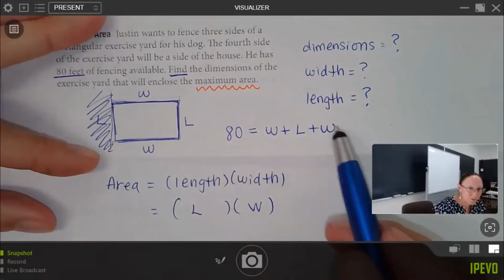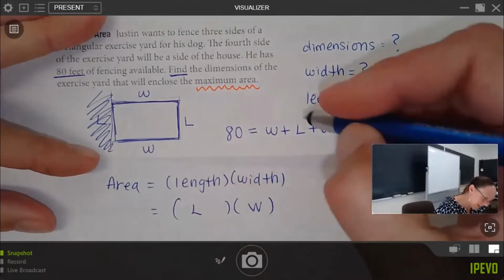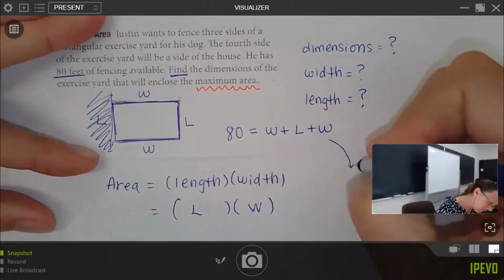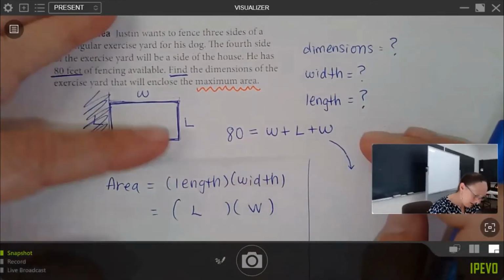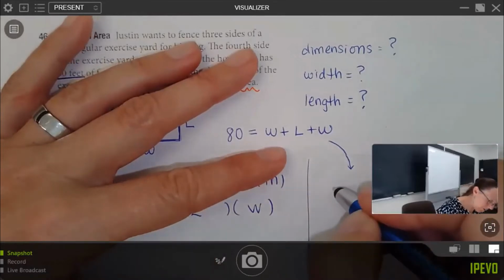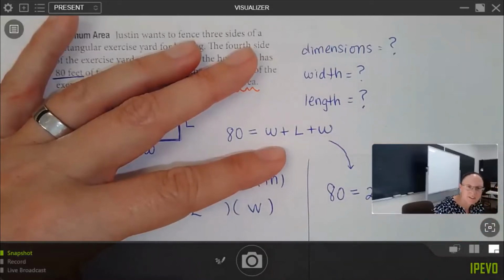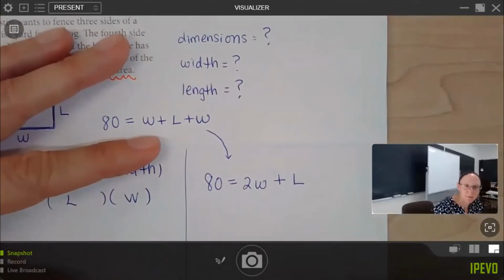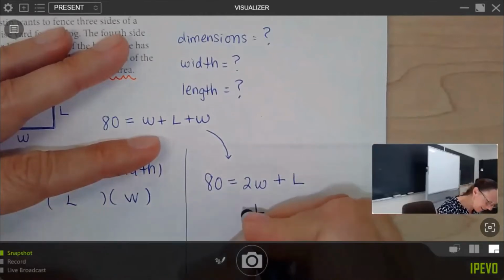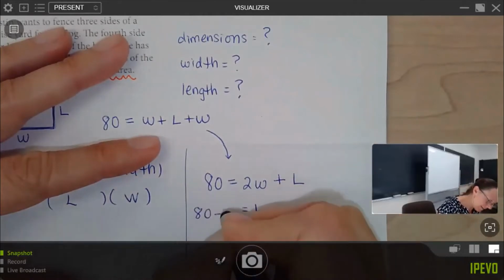Well, now this equation, I can move over here and rewrite that as 80 is equal to 2W plus L. Sorry, covered it up with my picture. 2W plus L. And I can rearrange this to say L is equal to 80 minus 2W.